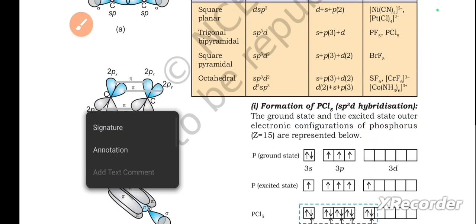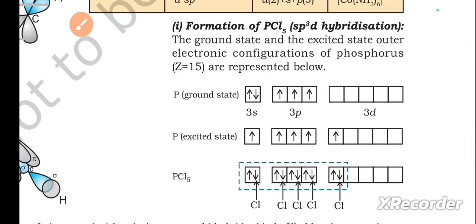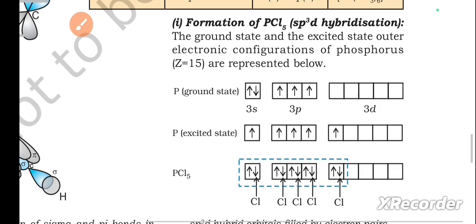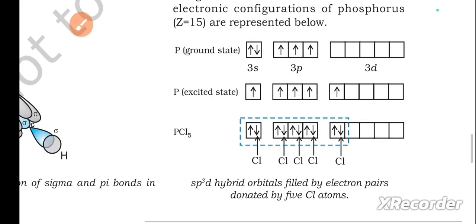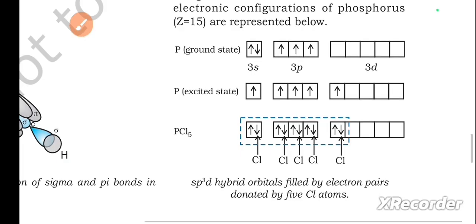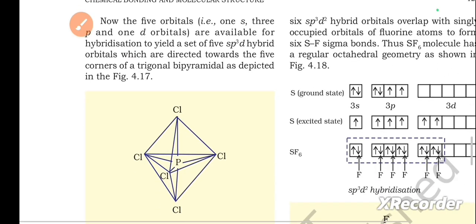Next, formation of PCl5, sp3d hybridization. The ground state and the excited state outer electronic configuration of phosphorus are represented below. This is the sp3d hybrid orbitals filled by electron pairs donated by 5 chlorine atoms. Now the 5 orbitals, that is 1s, 3p and 1d orbital, are available for hybridization to yield a set of 5 sp3d hybrid orbitals which are directed towards the 5 corners of a trigonal bipyramid as depicted in figure 4.17.